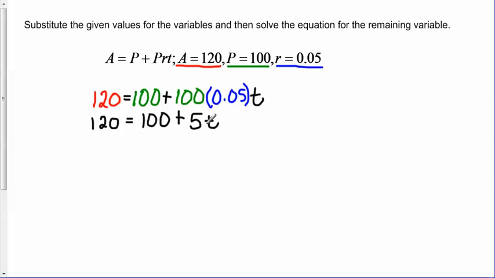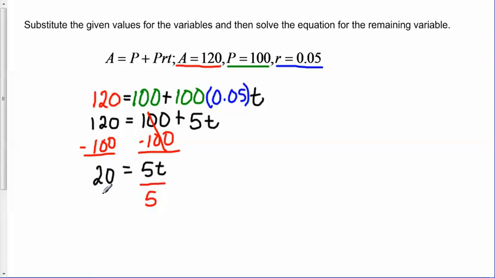Now that's starting to look a little bit more familiar to us as something that we can solve. The right side is now as simplified as it can be, so now we can kick into solving mode. We're going to subtract 100 from both sides of this equation. On the right side, the hundreds are going to cancel out. And on the left side, we're going to be left with 20 equals, and on the right side, we have 5t. And then our final step to get that t by itself, we need to divide both sides by 5. Since the 5 is holding on by multiplying, we divide. There, the 5's cancel out. And we're left with t equals 4.